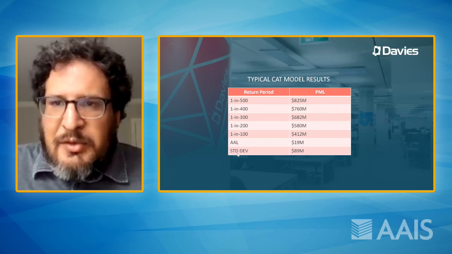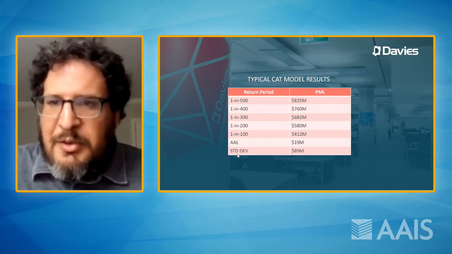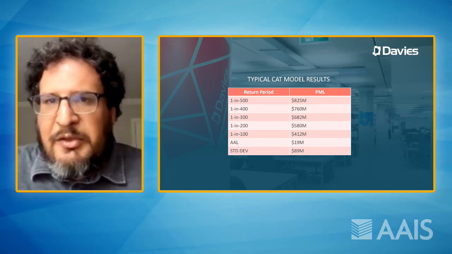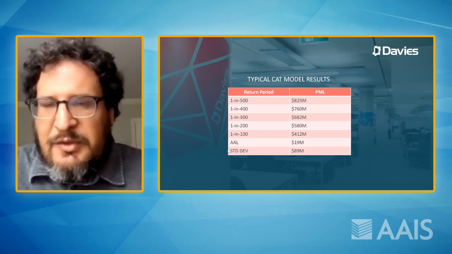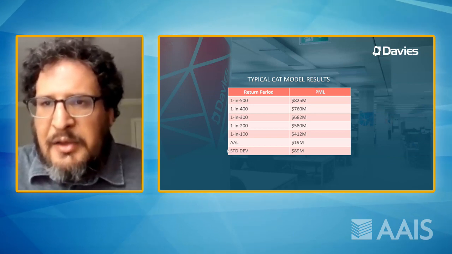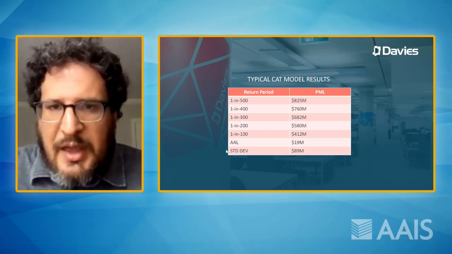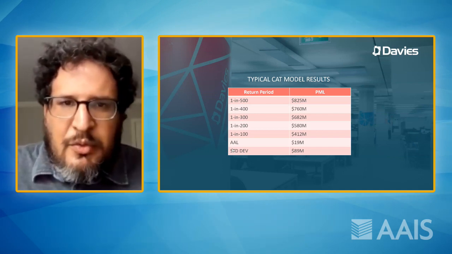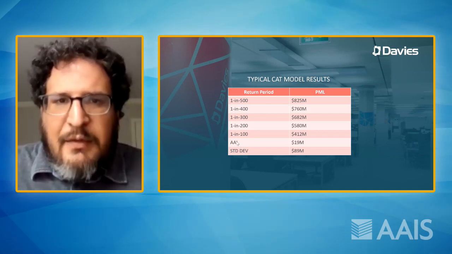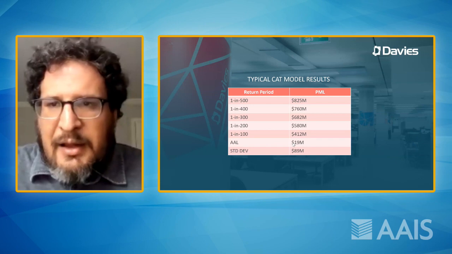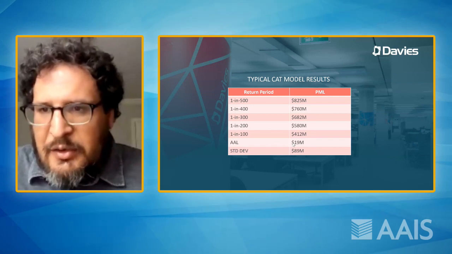Anytime you get CAT model results from a modeler or a company, if there is any terminology you don't understand, ask. It's not always standard, but I think these are pretty standard terminologies, though other modelers may use different terminologies. I'll just very briefly get into what these numbers mean. The average annual loss, or AAL, in this case, is $19 million.